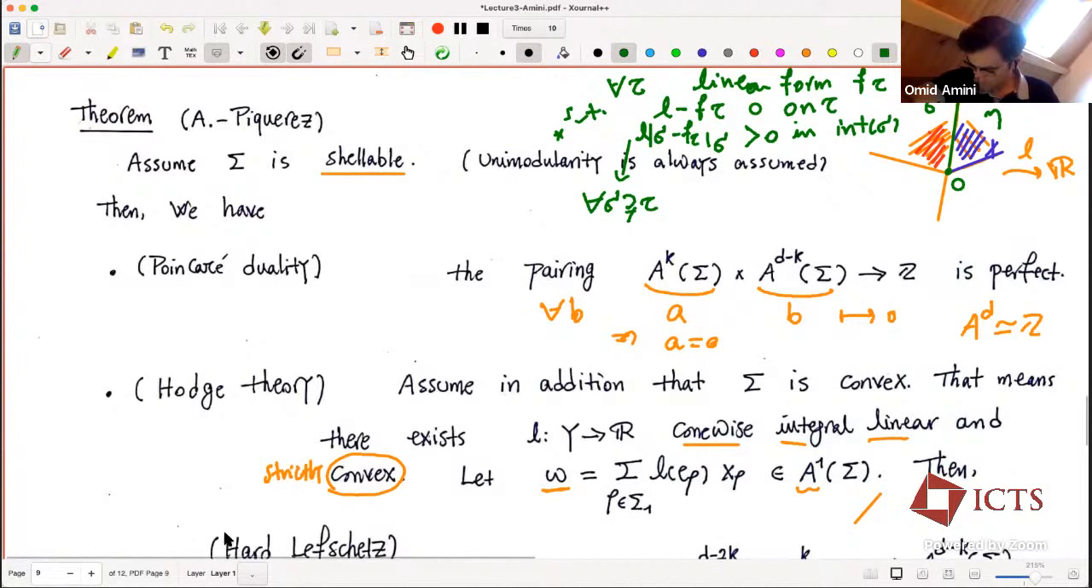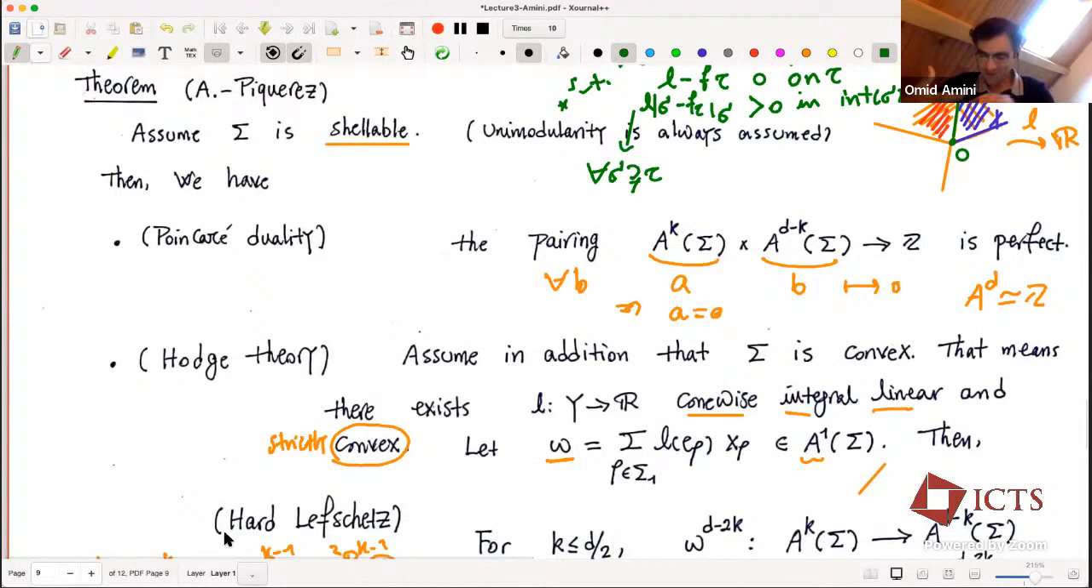But this is some positivity property, and this defines you these Lefschetz elements, these elements of A1 which give you the hard Lefschetz property and the Hodge-Riemann relations.